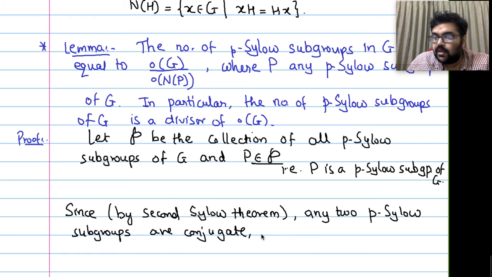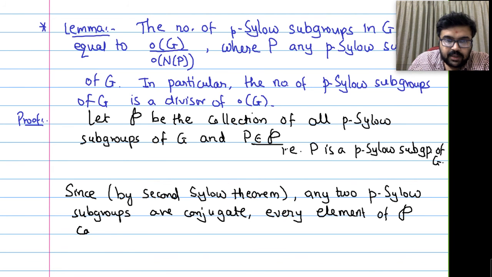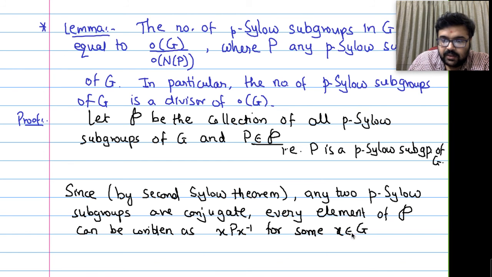Every element of P can be written as a conjugate of this collection. It's a p-Sylow subgroup. So any element is just a conjugate of this. Every element of P can be written as x p x inverse for some x in G. Right? This is the notation of all the elements of P.